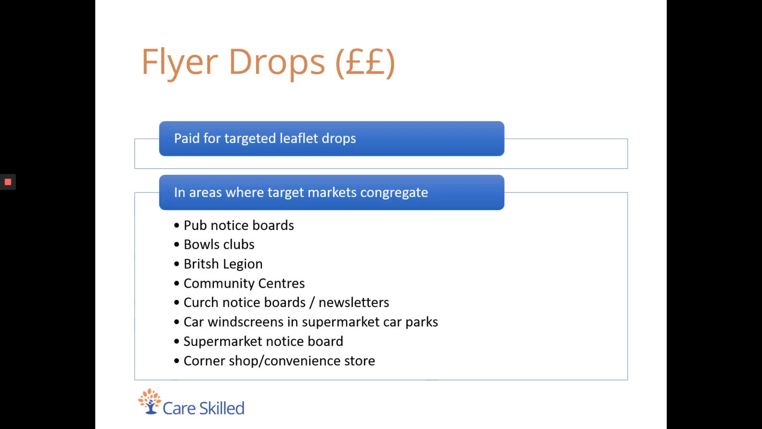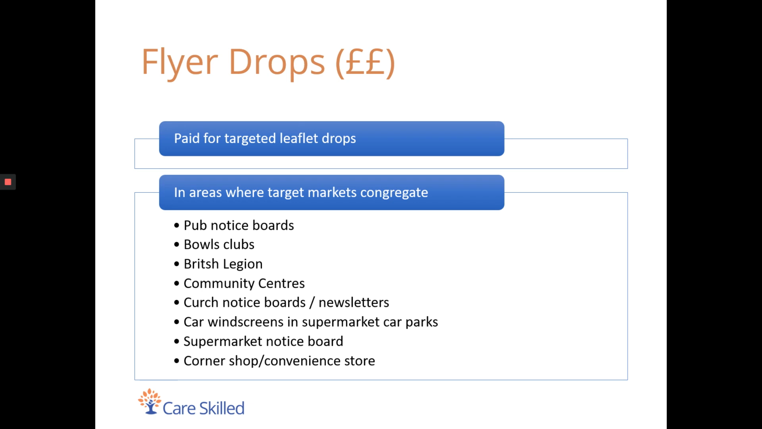Flyer drops. Now, very old-fashioned way of targeted marketing, but again, very targeted. And you can have paid for leaflet drops, which is very targeted. And remember, we've done the targeting because that was in video 1 and 2. We've worked out where we want to go. We actually know the postcodes. So we can go to a leaflet drop company and give them a series of postcodes or an area and buy a leaflet drop and get 10, 20, 30,000 flyers going out, very targeted into a specific area.